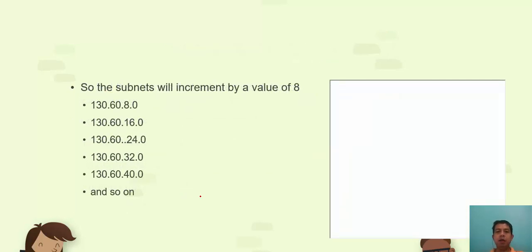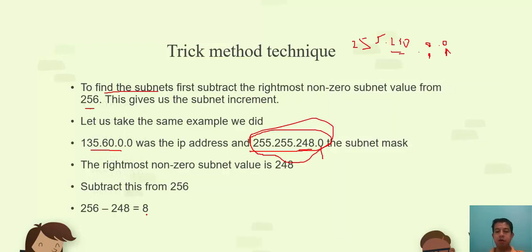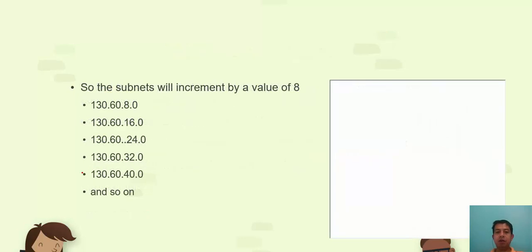Now the next step is that each of these subnets will increment by a value of 8. This is the trick. First we deducted the rightmost non-zero value from 256, the value we got is 8, so each subnet will increment by a value of 8. Okay, so the first subnet, because the zeroth subnet is allowed, would obviously be 130.60.0.0. This is my first subnet.